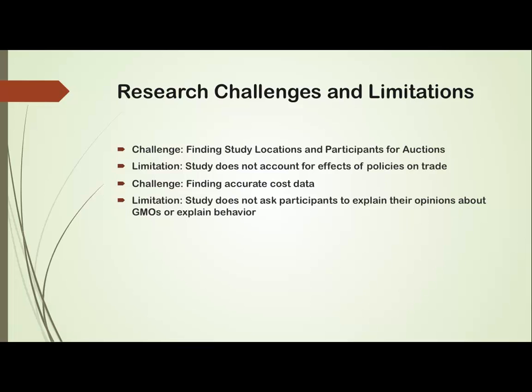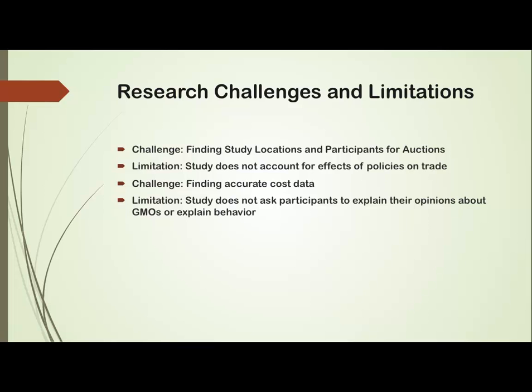Research challenges and limitations. Okay, my first challenge is finding study locations and participants for auctions. The reason for that being, previous auction studies have been performed in metropolitan areas, but thus far I've not found one that has been done in multiple locations across the U.S. My thought behind having multiple auction locations was to have a representative sample of participants that could be reasonably extrapolated into the general population. Additionally, locations where the economy significantly depends on GMO crops or farming may have significantly different results than those that do not.